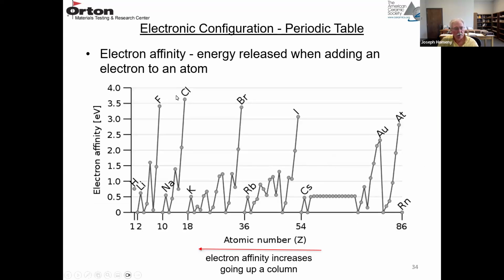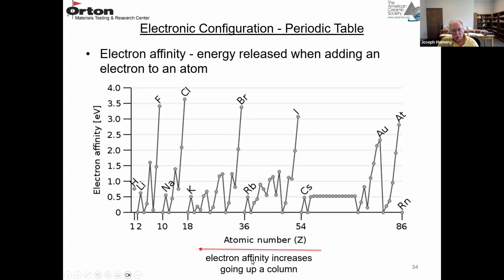And then another concept which is useful for determining the ionic character is the electron affinity, and that's the energy released when adding an electron to an atom. So electron affinity versus atomic number. Electron affinity is in electron volts, and lithium to fluorine, sodium to chlorine are the rows again.